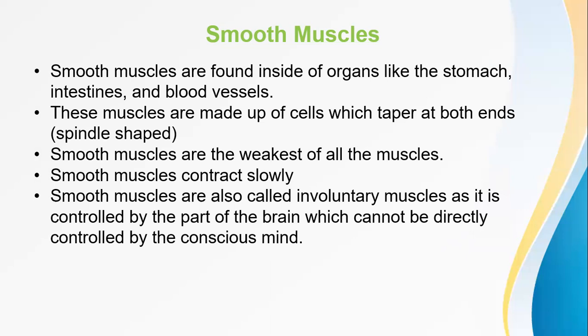The smooth muscles also contract slowly, and they are also called involuntary muscles as they are controlled by the part of the brain which cannot be directly controlled by the conscious mind. So your conscious mind cannot control these kinds of muscles. They are controlled by the unconscious mind. Hence, they are involuntary muscles.